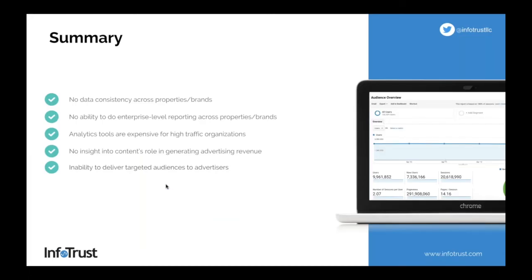So in summary, we talked about a few things that publishers are running into and some ways to actually mitigate those issues. So the first one we talked about, no data consistency across properties and brands. That's really creating that global architecture to make sure that you have that apples to apples comparison across all of your different brands, your properties, your countries. The second part was no ability to do enterprise level reporting across properties and brands. So this one built off the first, so having that analytics architecture, that global architecture, but then also layering on top of that Google Analytics 360 roll-up properties to get that information.